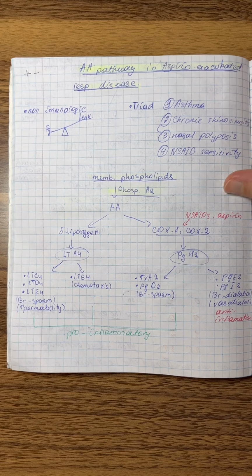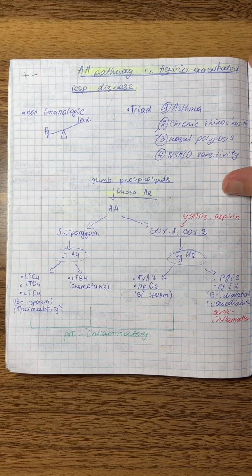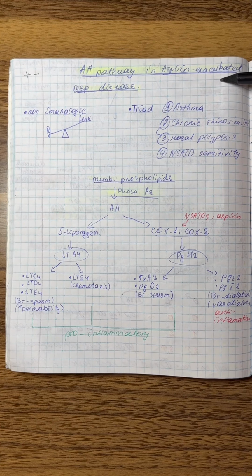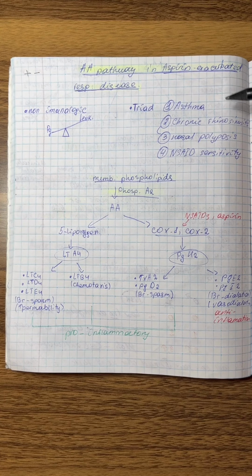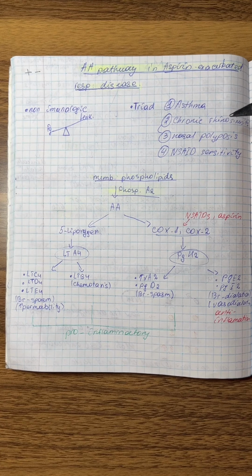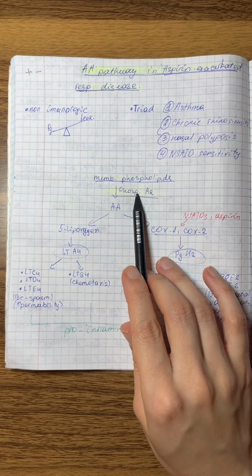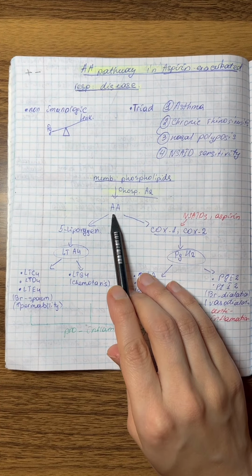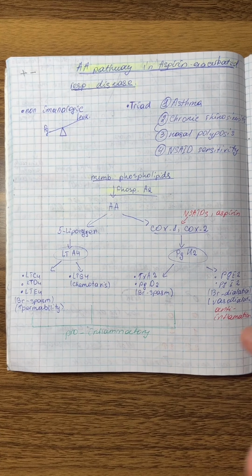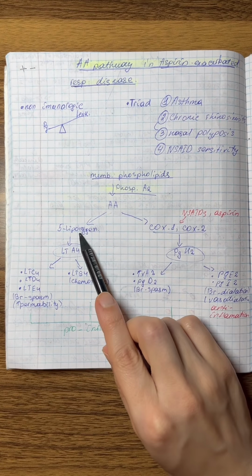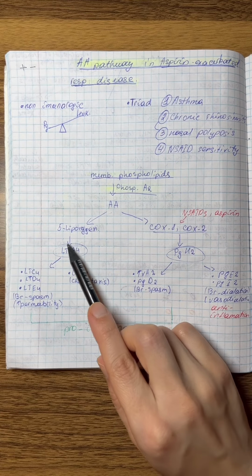Hello everyone, it's Chematic Med, and today we're going to talk about the arachidonic acid pathway in NSAID-exacerbated respiratory disease. From the phospholipids of the membrane, under the influence of phospholipase A2, arachidonic acid is released. Under the influence of 5-lipoxygenase, leukotriene A4 is generated.